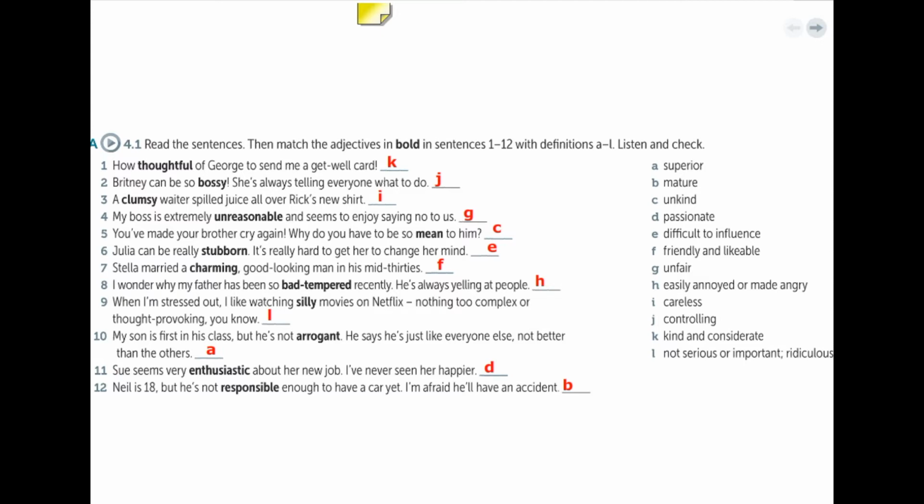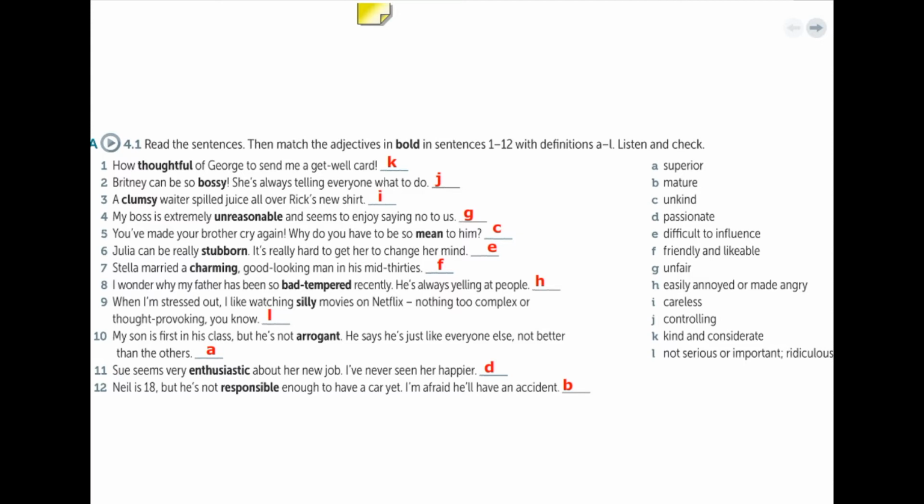8. Bad-tempered, H. A bad-tempered person in number 8 is someone who is easily annoyed or made angry, letter H, right? 9. Silly, L. Silly, letter L, equals a not serious or important or ridiculous person, right? 10. Arrogant, A. Arrogant means superior, all right?